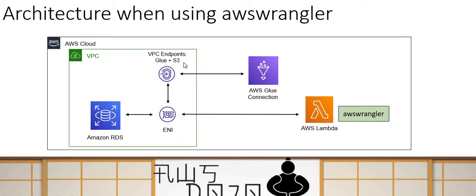Now, Glue, you say, okay, makes sense because this ENI has to talk to the Glue connection, so I need to provide a Glue endpoint. But why do I need to provide an S3 endpoint?